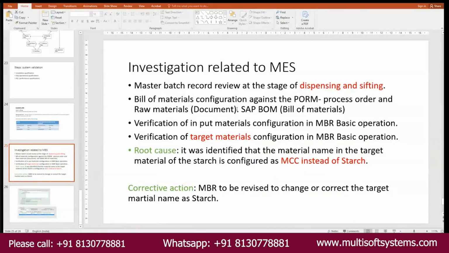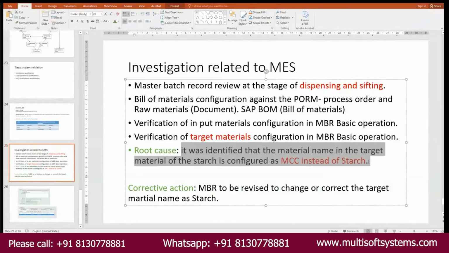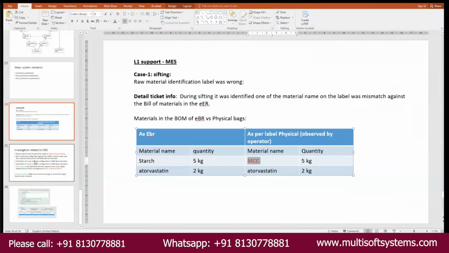I verified the bill of material configuration against the process order materials, and everything is perfectly fine. Then I verified the input material configuration in the BMR, and that is also right. After that, I verified the target material configuration in the basic operation, and I found there is a mismatch. So what is the root cause? The material name in the target material of the starch is configured as MCC instead of starch. Due to this, the label and the material name were found as MCC.